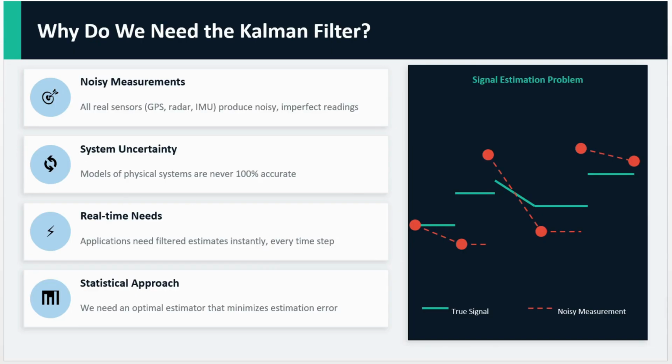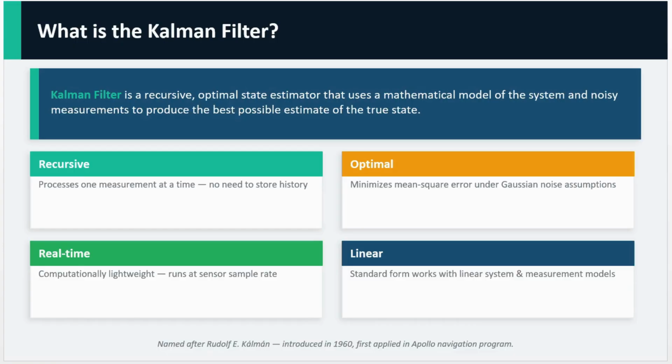So, before doing all that, we have to know what a Kalman filter is. In simple terms, the Kalman filter is a recursive optimal state estimator. It uses a mathematical model of the system and incoming sensor measurements to produce the best possible estimate of the system's true state. Let's unpack those keywords.